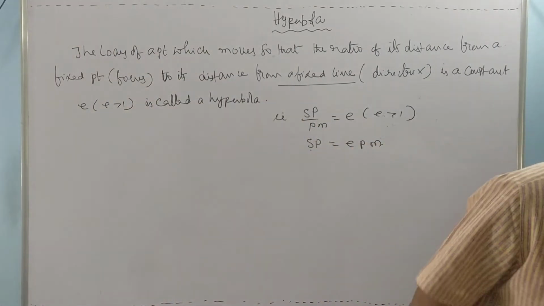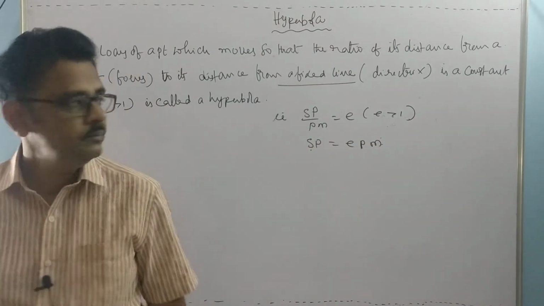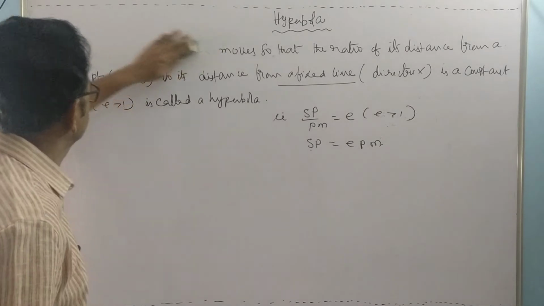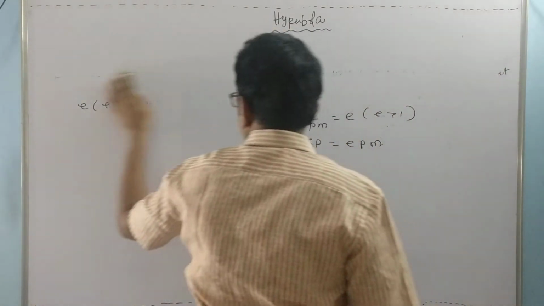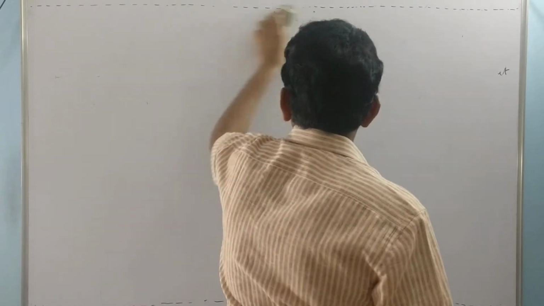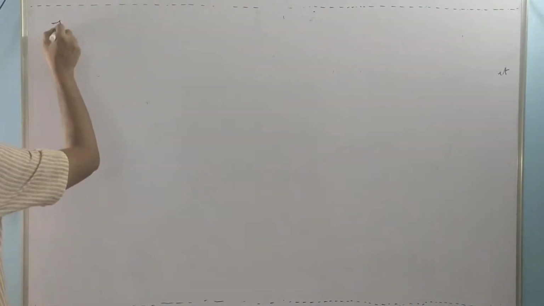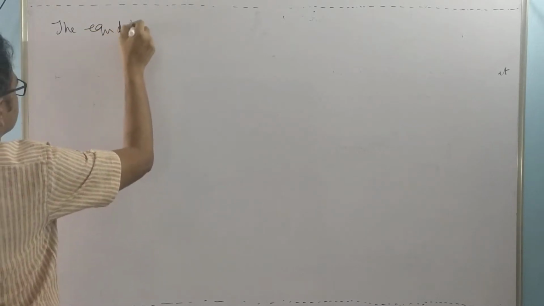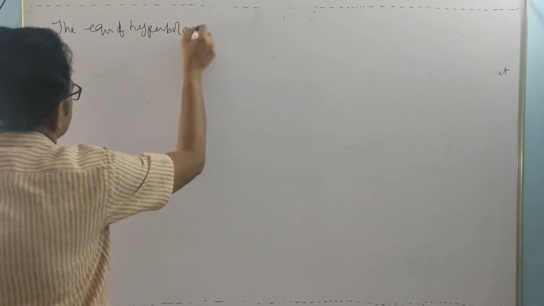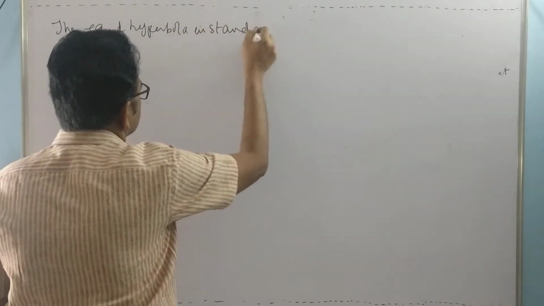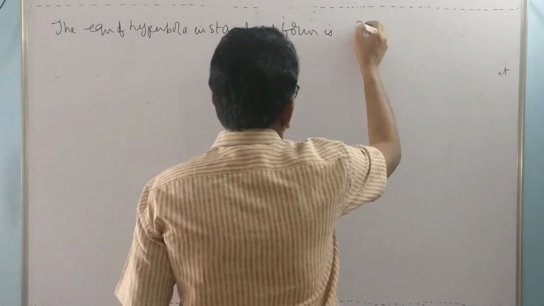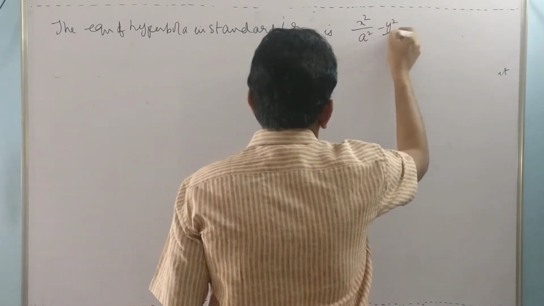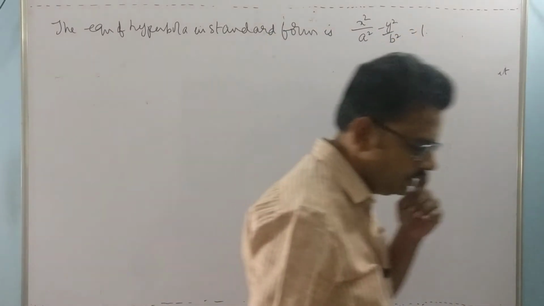Now theorem. The equation of hyperbola in standard form is x square by a square minus y square by b square is equal to 1.